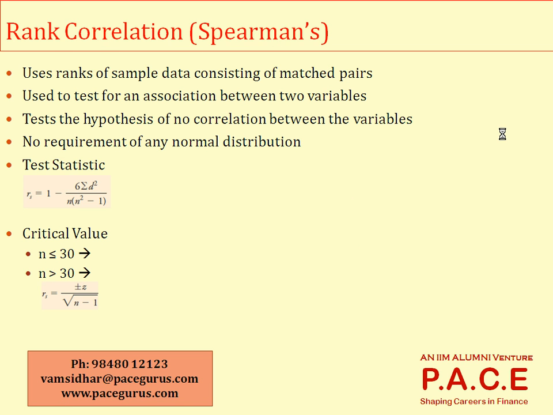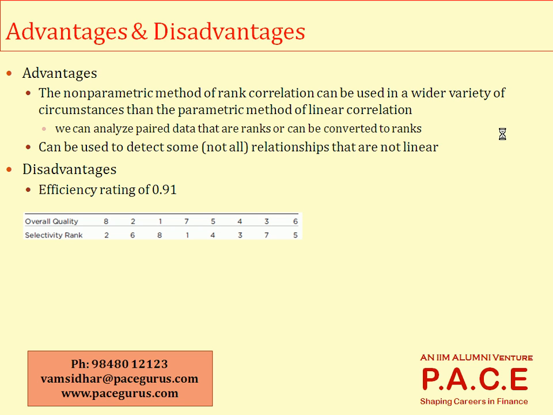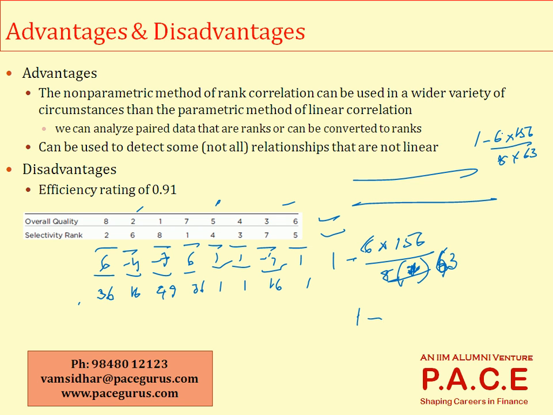So once I apply this particular calculation, I will get my test statistic R. Whatever is the RS, this is the test statistic that is being obtained: 1 minus 6 sigma d squared by n into n squared minus 1.